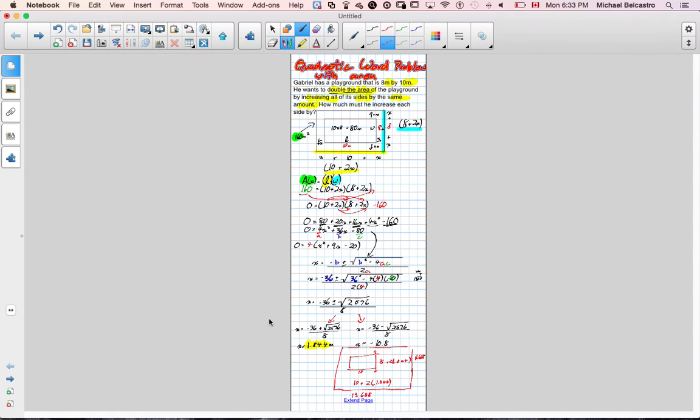So there's a lot to do in this question. We have to put it into standard form, then we have to factor it, then we take that answer, figure out which one's logical, and plug it back into the original to see what our new dimensions will be. So there's a lot of work in this type of question.